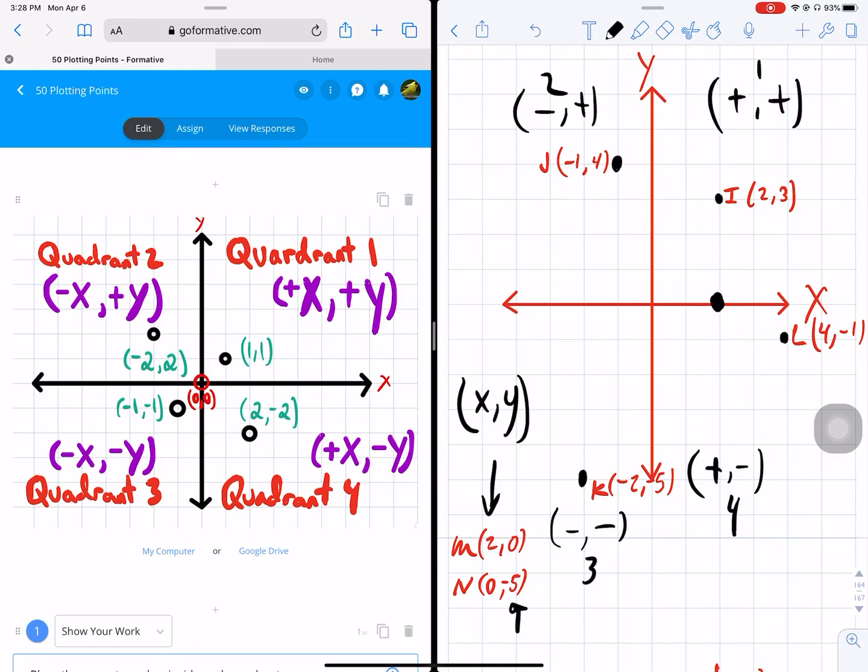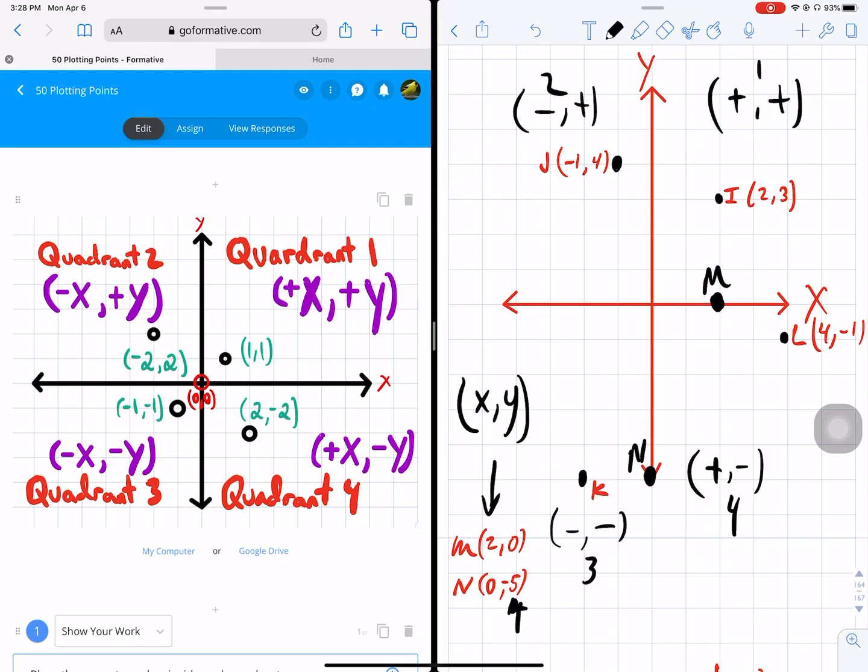Whereas the other one is -5 on the y, which is right here. Okay. So this is going to be N, and that's M.